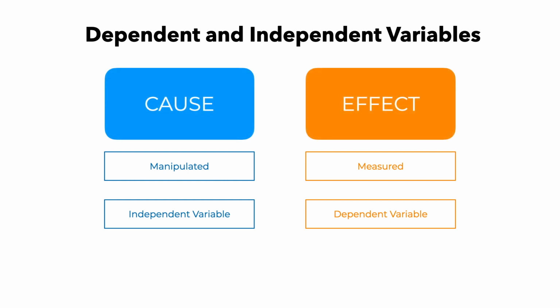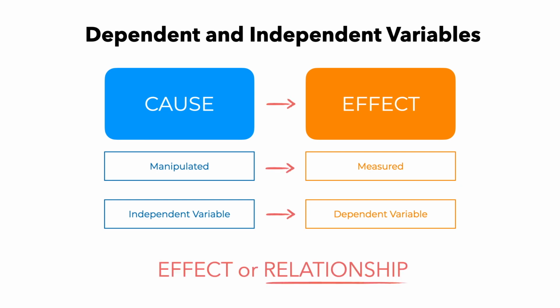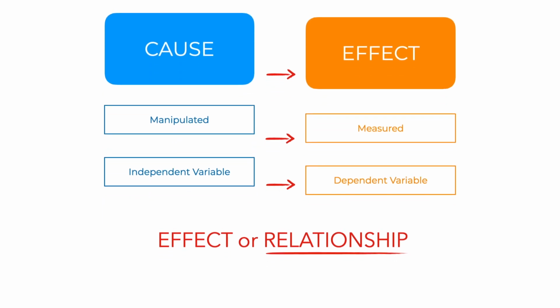Oftentimes, we would like to establish a relationship between changes in the independent variable and the measured dependent variables, with the cause we control. Sometimes, this cause can be indirect and therefore not a causal effect, even though it appears to be so. Nevertheless, establishing a non-random relationship between the two is important.